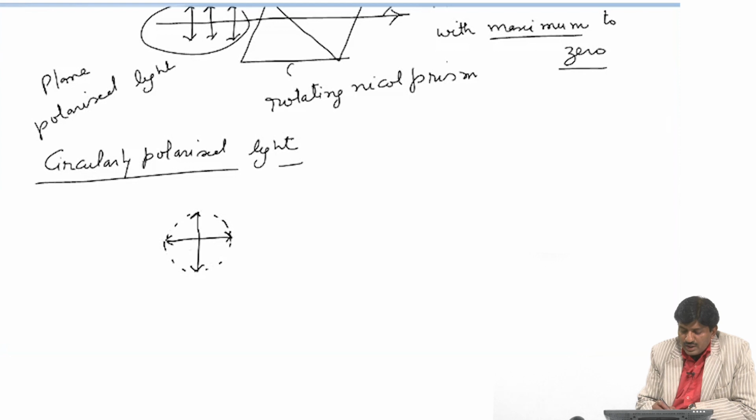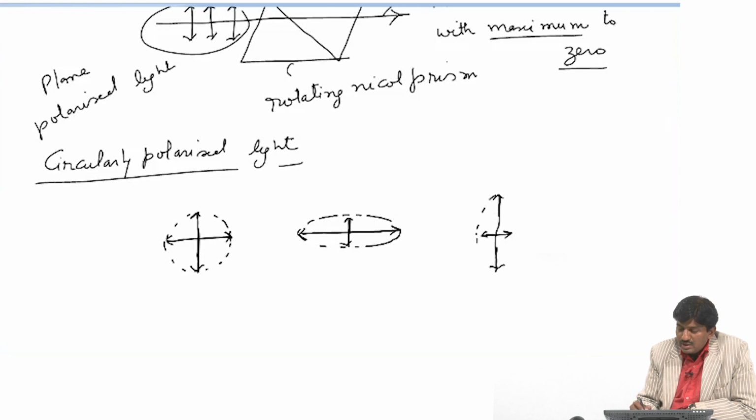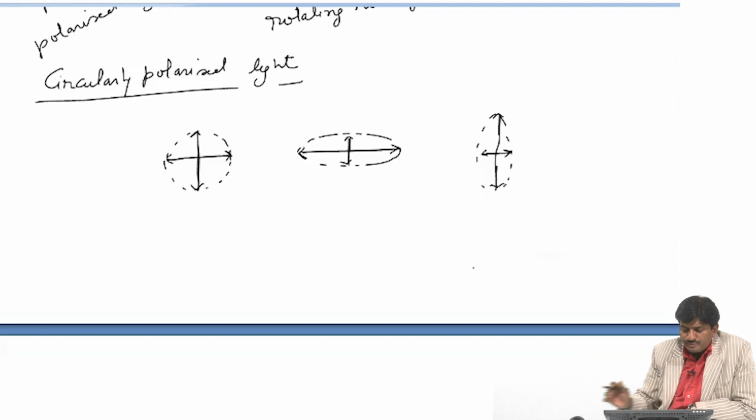If the amplitudes in the direction of x and in the direction of y are the same, then it represents circularly polarized light. And elliptically polarized light means if the amplitude in the x direction is more than in the y direction, then it represents elliptically polarized light, or like this, the amplitude in the y direction is greater than in the x direction, again it represents elliptically polarized light. And suppose this is circularly polarized light.